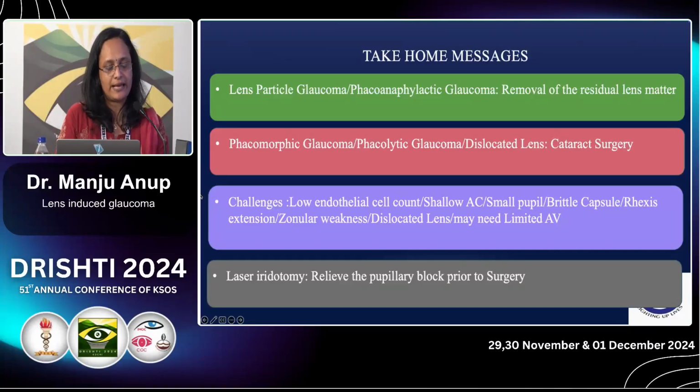So to conclude, lens particle glaucoma and phacoanaphylactic glaucoma need removal of the residual lens matter. In phacomorphic and phacolytic glaucoma or dislocated lens, you need a lens extraction. The surgery can be challenging because there can be a low endothelial cell count, shallow AC, small pupil, brittle capsule, rhexis extension, zonular weakness. A dislocated lens may sometimes need a limited anterior vitrectomy. Laser iridotomy will relieve the pupillary block prior to the surgery.